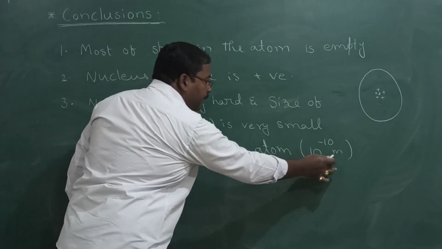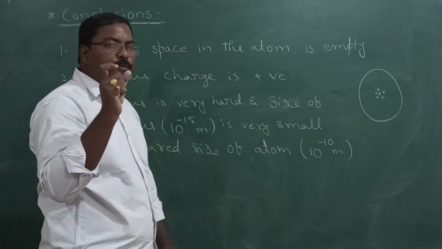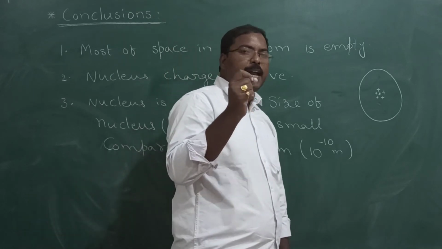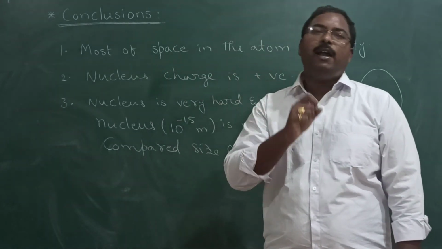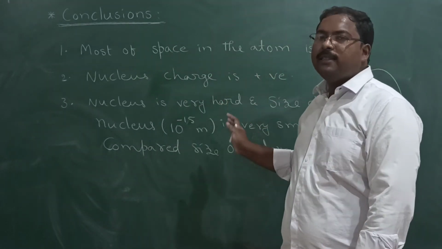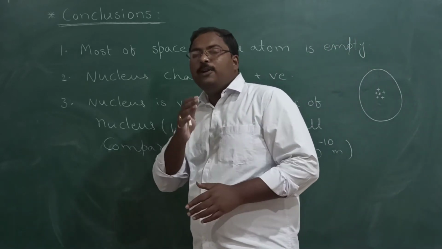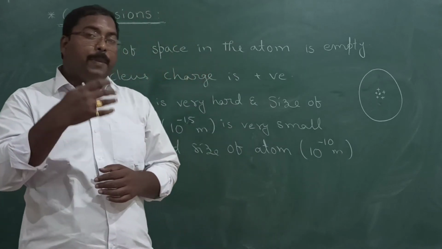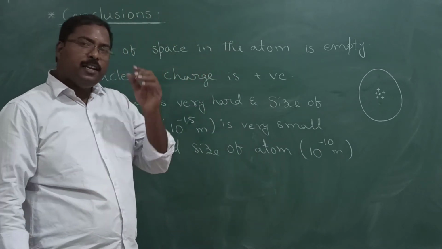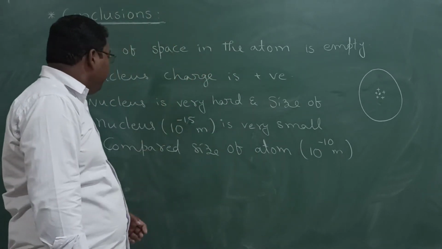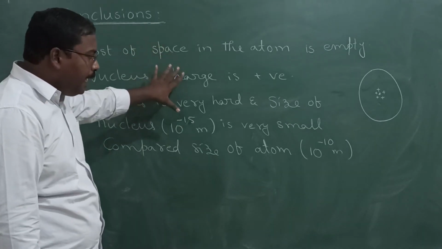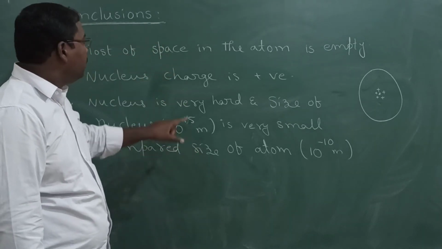This is approximately minus 10. So the size of the nucleus is 10 to the power minus 5 times smaller than the atom, or the atom is 10 to the power 5 times bigger than the size of the nucleus. Okay? These are the main 3 points we concluded.